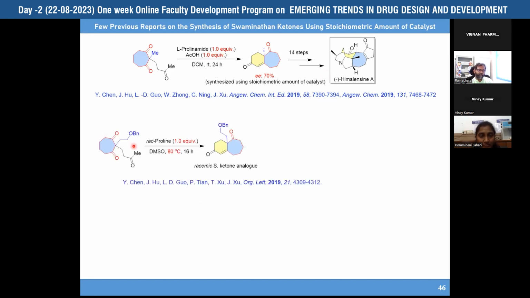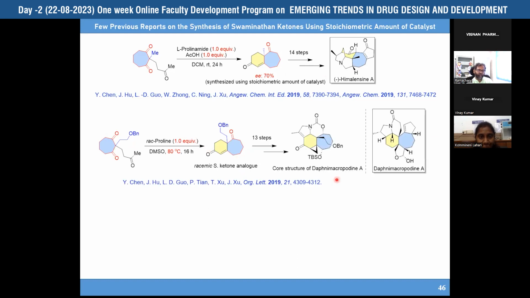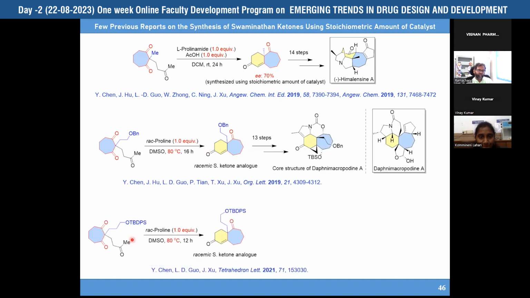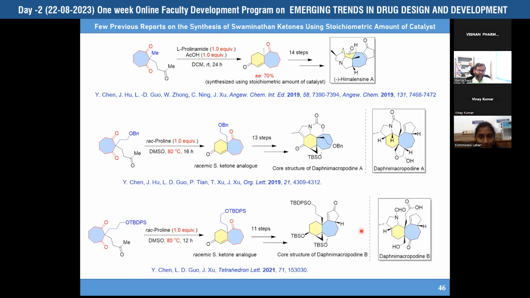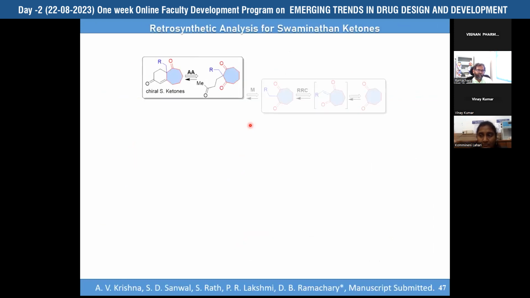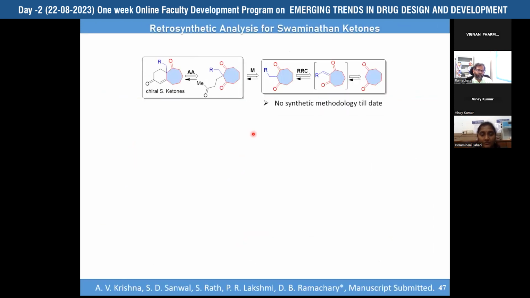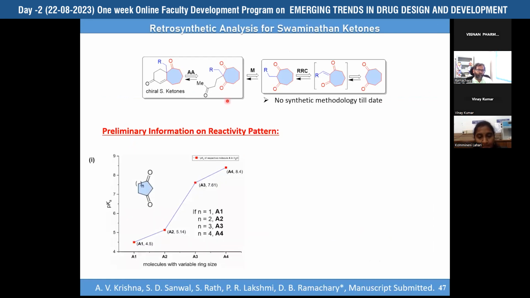In the same way, if you take this substrate with racemic proline at 1 equivalent, you make the racemic Swaminathan ketone and go on to make the natural product. This is another substrate, again racemic proline, again 1 equivalent, and they went on to make the product. See what a drawback it is that even after so many years this phenomenon is still not understood. That is the way we try to work on it, to understand this problem. What's the problem? Where is it happening?